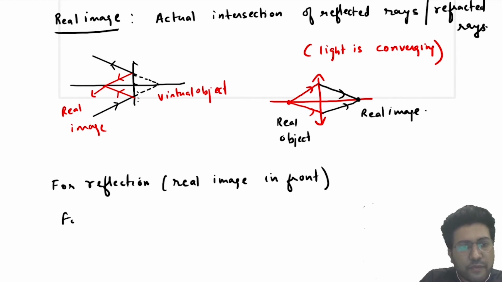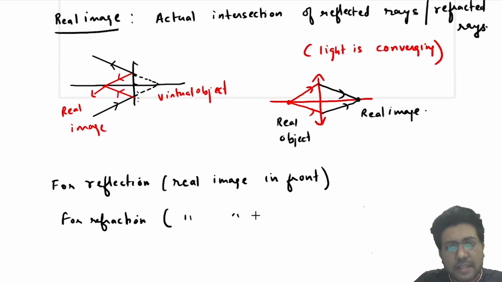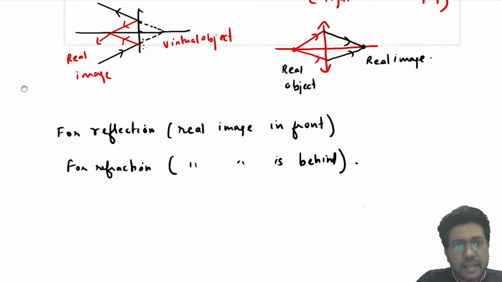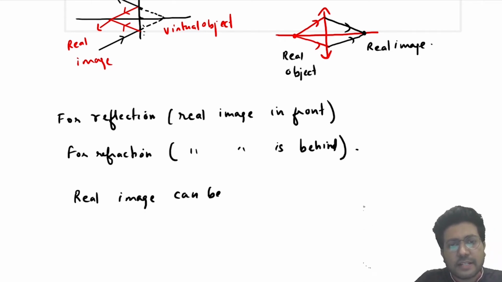And for refraction, because light has now reached the other side or behind, actual intersection of light after refraction can occur only behind. Okay, so for refraction, a real image is behind the optical instrument. Now a real image can be projected on a screen, but a virtual image cannot be projected on a screen.